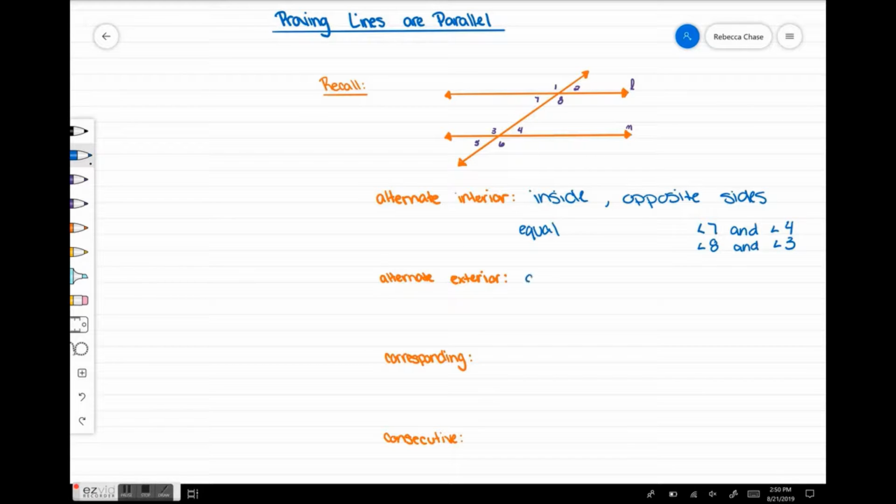Alternate exterior, those are going to be the same type of scenario, but they're on the outside and opposite sides. Okay, so we look up at that diagram and that's going to be angles 1 and 6, and also angles 2 and 5. And we also know that those are equal as well.